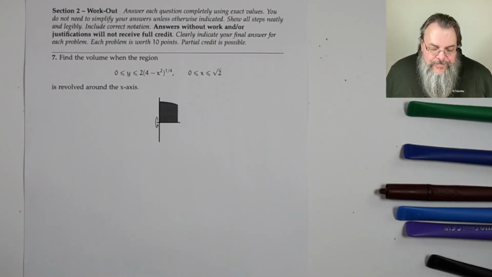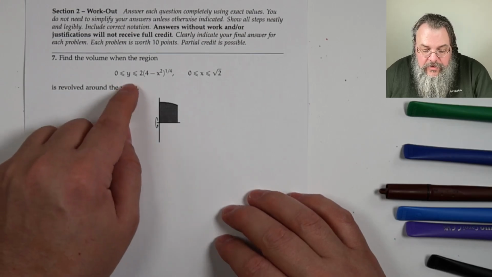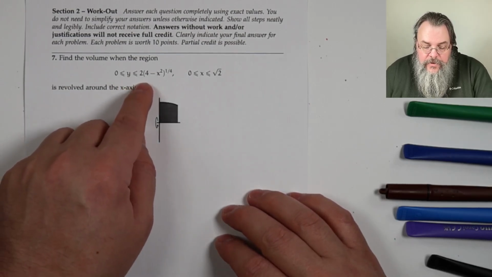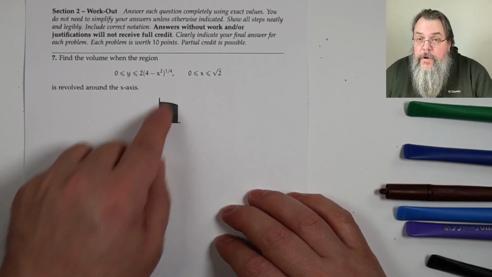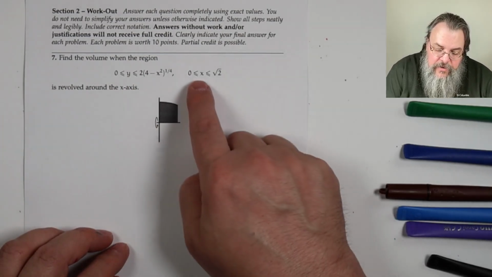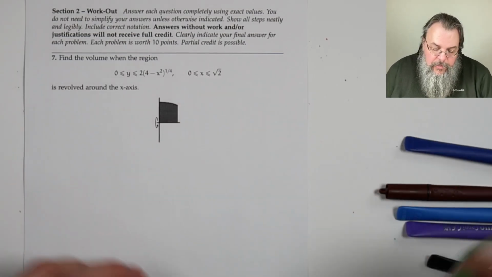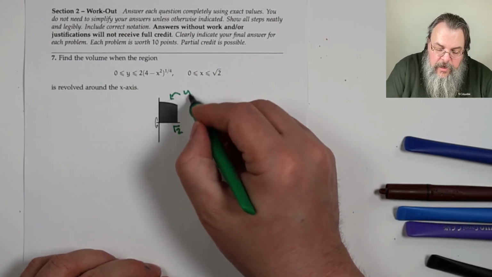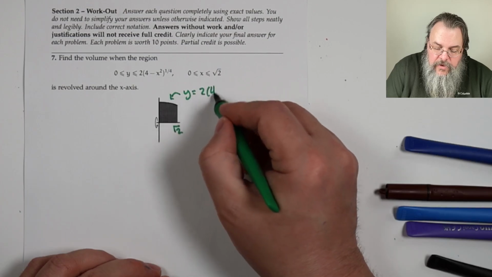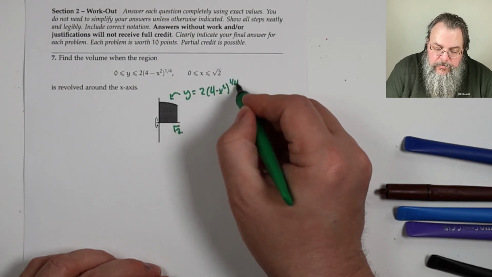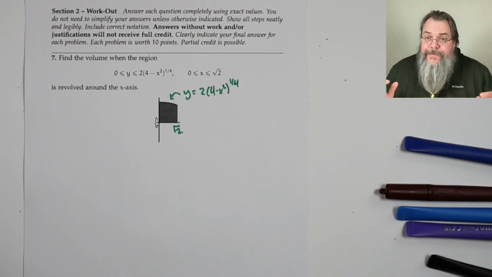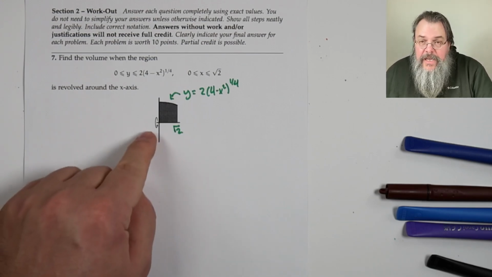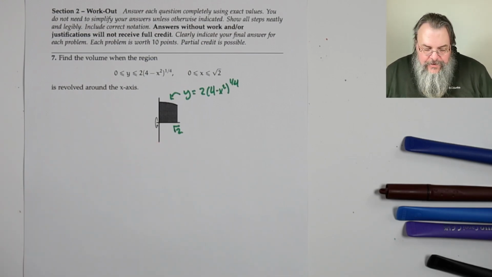Number 7. Find the volume when the region 0 less than or equal to y less than or equal to 2 times 4 minus x squared to the quarter, and x goes 0 to root 2. Now, they didn't mark things for us, but I'm going to guess this is root 2. And here's the curve y equals 2 times 4 minus x squared to the 1/4. All right, so anyways, we want to find the volume when this is revolved around the x-axis. And they gave us a nice little arrow around.